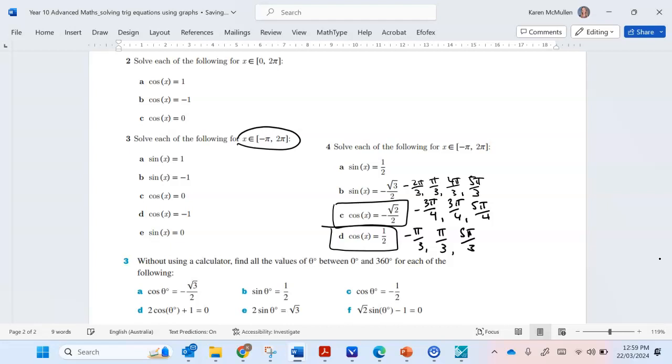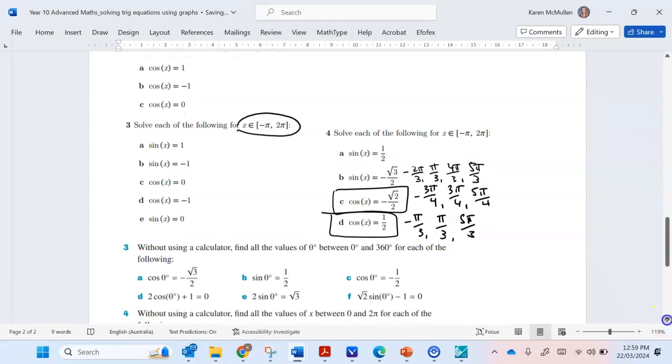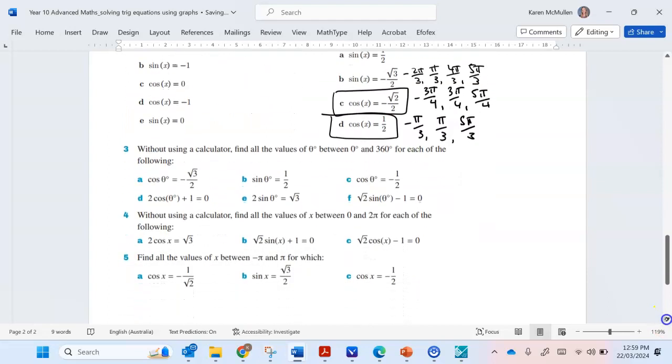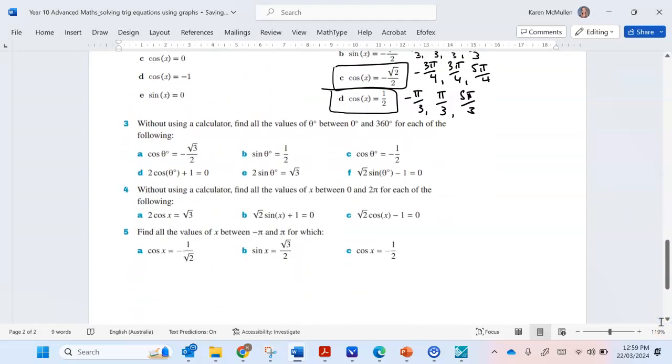Okay, so all you need to do is look at those values off your graphs. Now, eventually we'll get to the point where we'll just use the unit circle, but I want you to try to have a go at understanding how to see them from your graph.